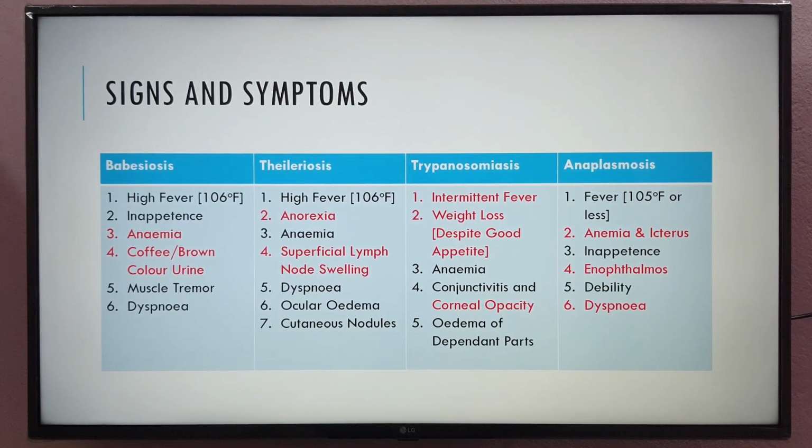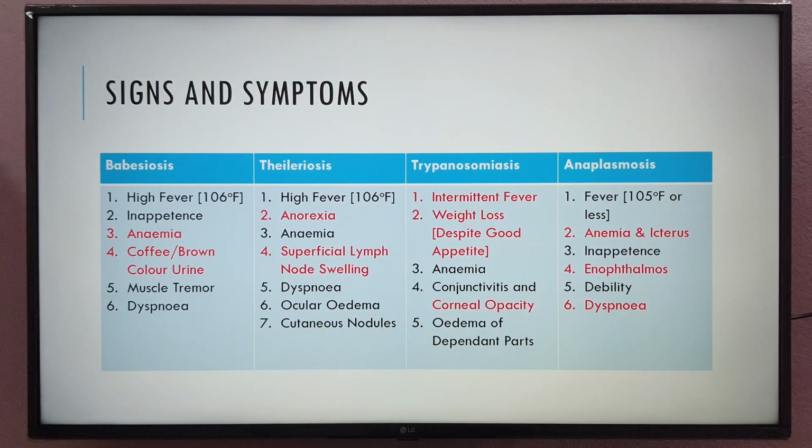Now coming to the fifth, dyspnea, difficulty in respiration. All patients with anemia will have some dyspnea. Dyspnea usually shows the terminal stage. Now there will be ocular edema. We will see all the symptoms in pictures also. So ocular edema, then cutaneous nodules. Cutaneous nodules may be found in case of Theileriosis. Next, trypanosomiasis.